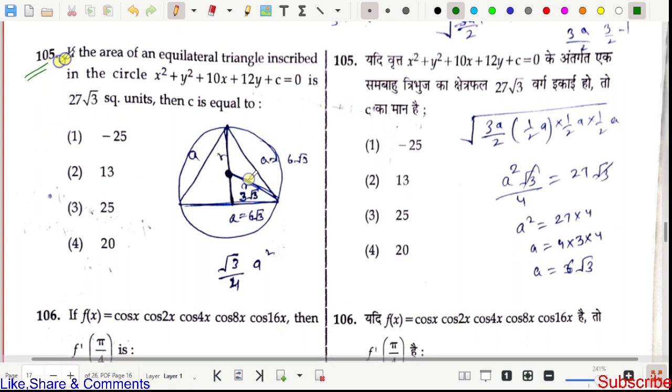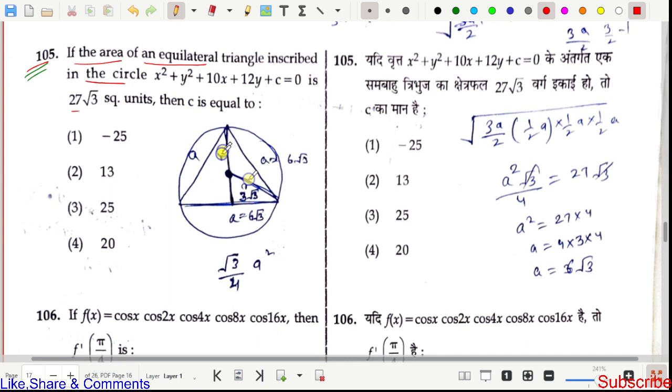So next question number 105. If the area of an equilateral triangle inscribed in the circle x square plus y square plus 10x plus 12y plus c equals 0 is 27 root 3 square units, then find the value of c.